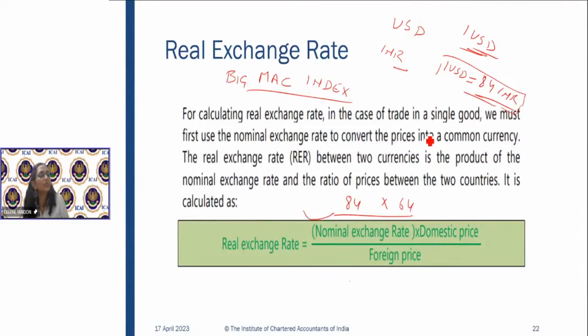Forex price is how much? The foreign exchange rate which is there. So 1 USD equal to how much? 1 USD equal to 84 INR. You go for comparing and then you calculate the rate. So this is known as Big Mac index.